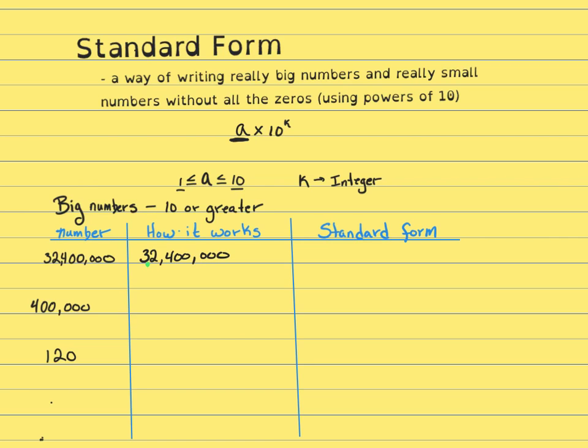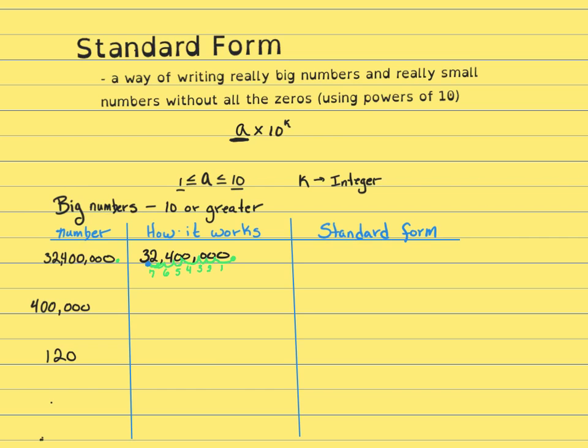Now, I've got to figure out how many places I moved my decimal. So originally in the number, your decimal is going to be at the very end, right? For 32 million. And I've got to figure out how many times I moved that decimal. So I moved it 1, 2, 3, 4, 5, 6, 7.